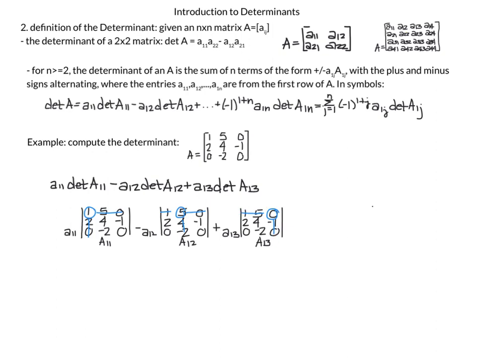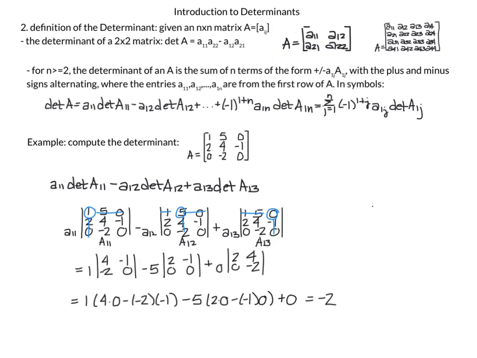So you can certainly use these indices here, or you can just see that for the 0, we cross out the first row and the third column. Here it's first row, second column, and this 1 is first row, first column. So I rewrote this again.